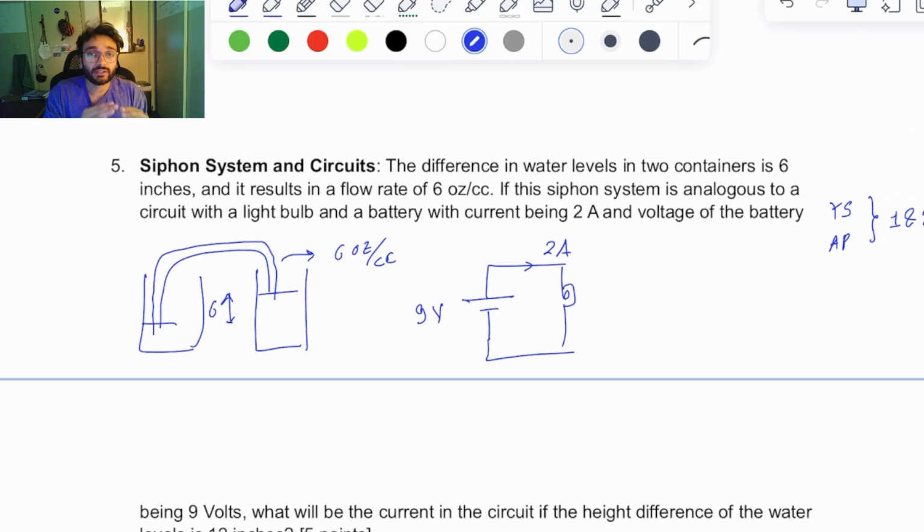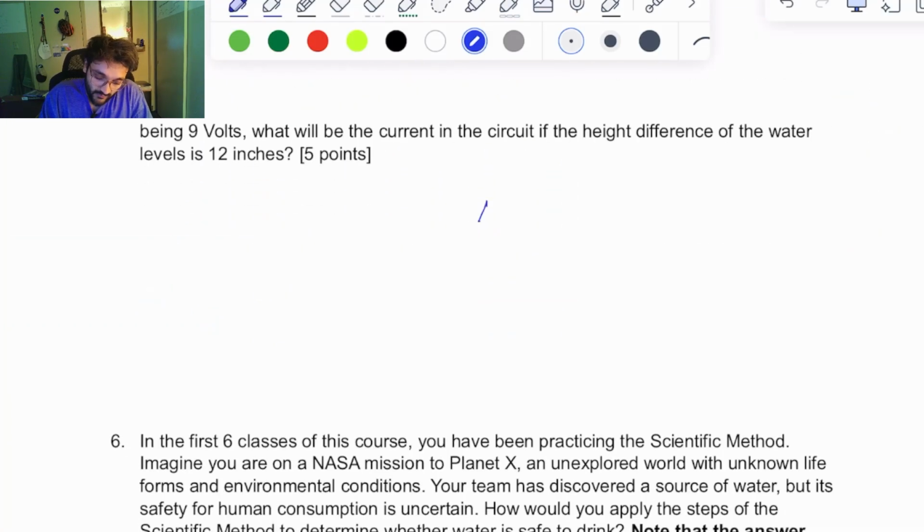So if earlier when the height difference was 6 inches, the current was 2 amperes, now if the height difference is 12 inches, the current will be 4 amperes, because the height difference doubled, so the current will also double. So the answer to that question is 4 amperes.